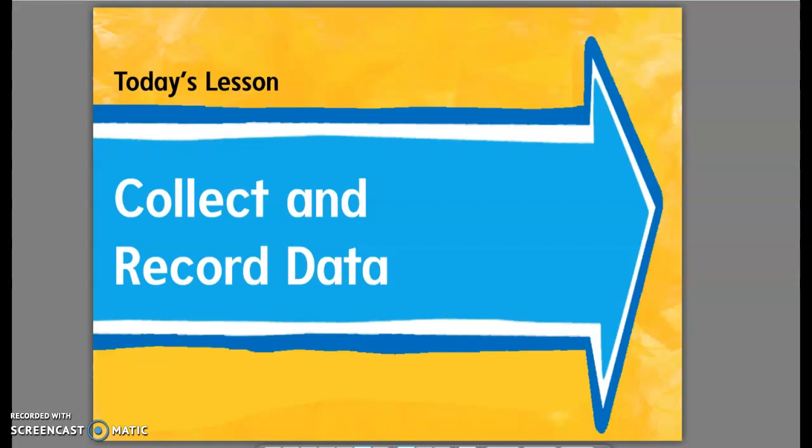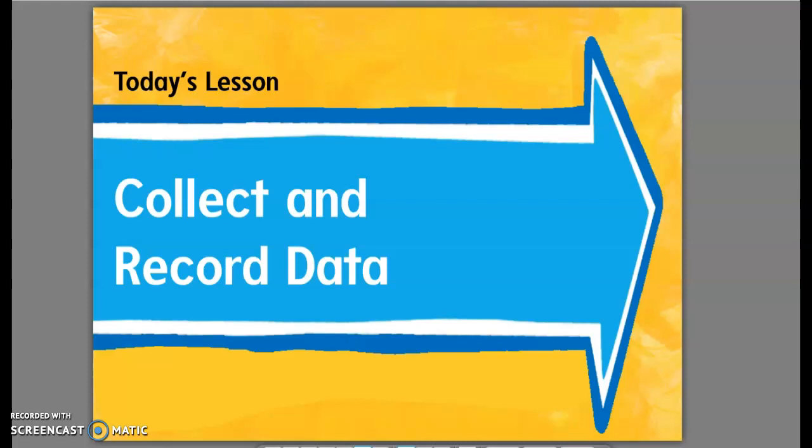Hello everyone. We are going to begin a new chapter in math, chapter 12. Chapter 12 is on collecting and representing data. We will begin with lesson 1, which is on page 691. At the top of page 691, it says collect and record data.